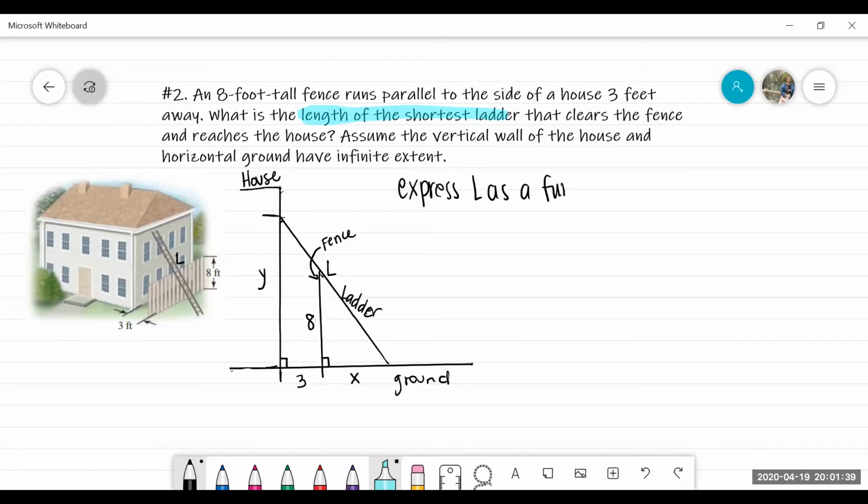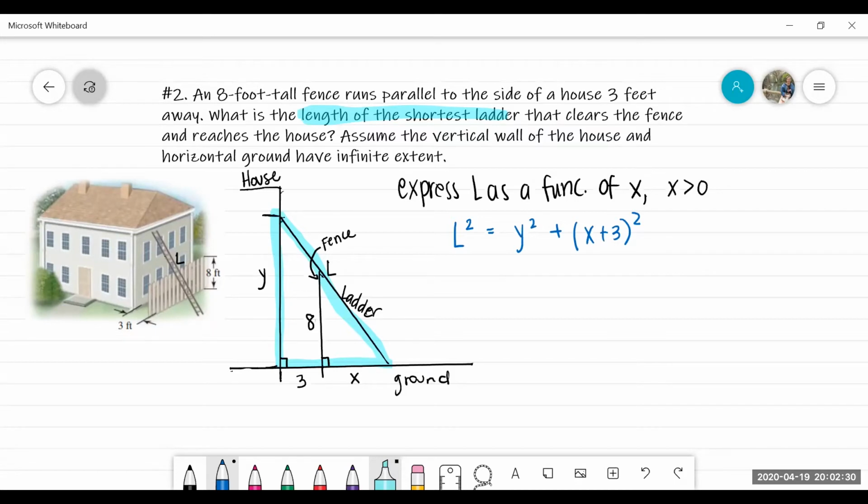We want to try to express L as a function of x. Okay, so is that possible? Well, I think so. We have some right triangles here, right? So couldn't we represent L squared, that's the larger of our right triangles. I'll outline that for us. This right triangle, L squared, that's our hypotenuse, is equal to y squared plus (x plus 3) squared. Well, that seems to work, right?